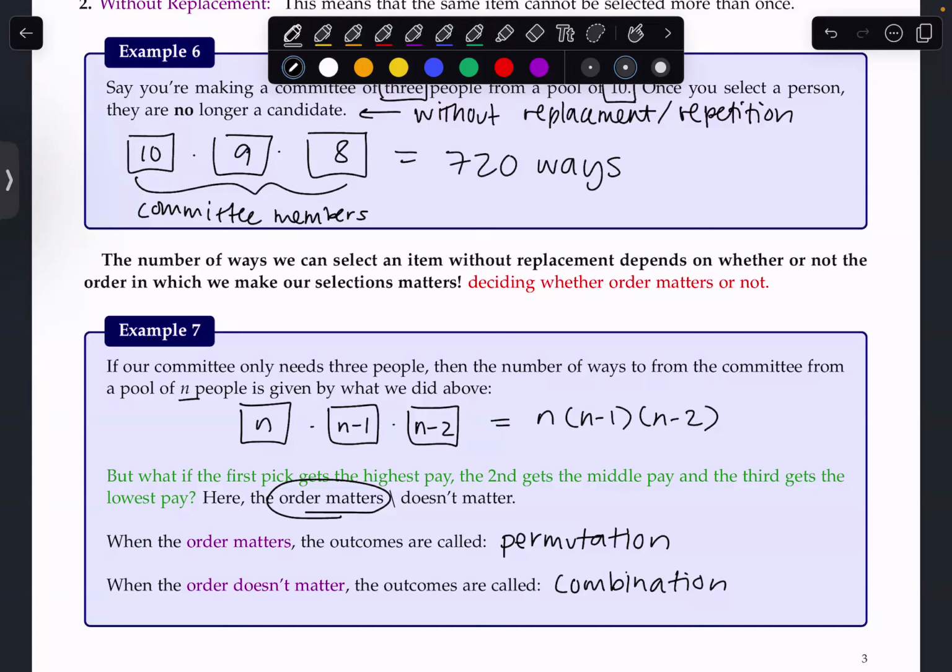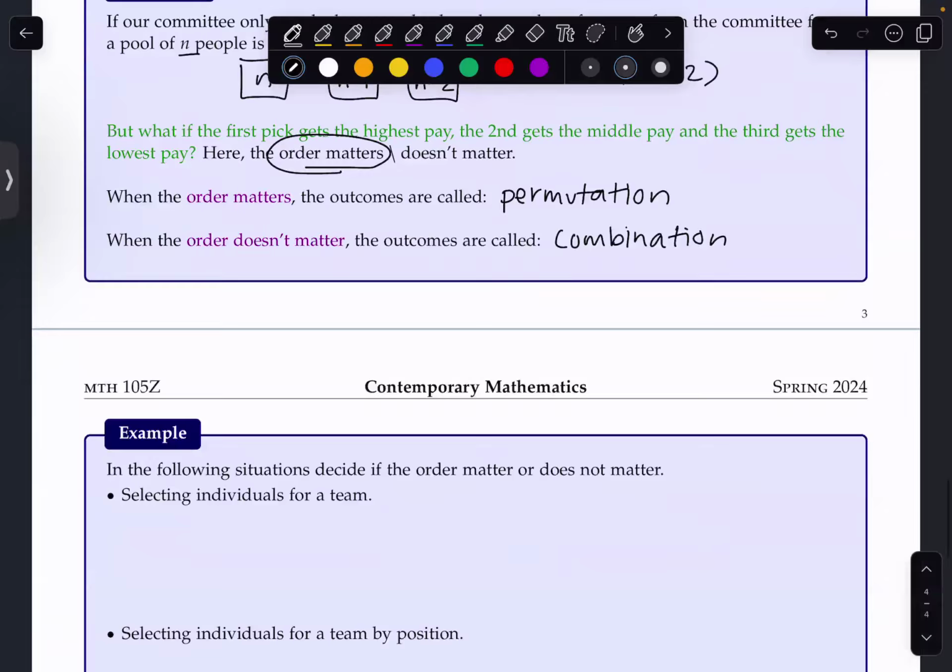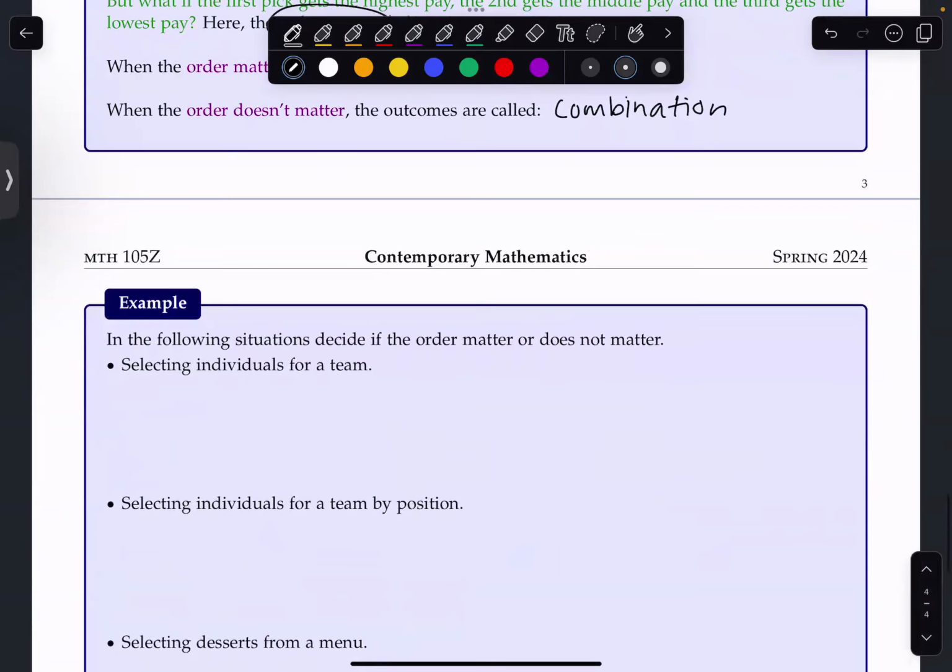Okay, so for the rest of the video, we're just going to look at some situations and decide, does the order matter? Does it not matter? And then decide, is it a permutation or a combination? Just to help us remember what these words mean, and to help us decide what the context is.